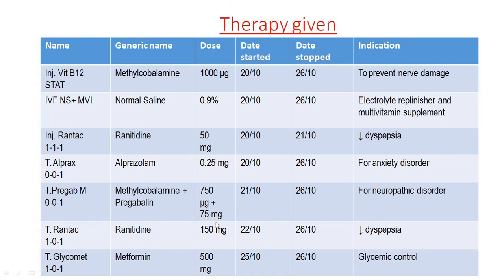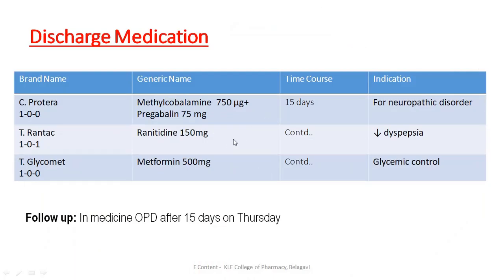Then glycomet was given, that is metformin, twice a day, as the patient had a history of taking metformin once a day. So during the admission in the hospital, they asked the patient to take it in the morning and in the night to control the glycemic level. The discharge medication given to the patient was methylcobalamin to protect against nerve damage. Tablet ranitidine 150 mg was also given, and glycomet once daily in the morning was prescribed to control the glycemic level.